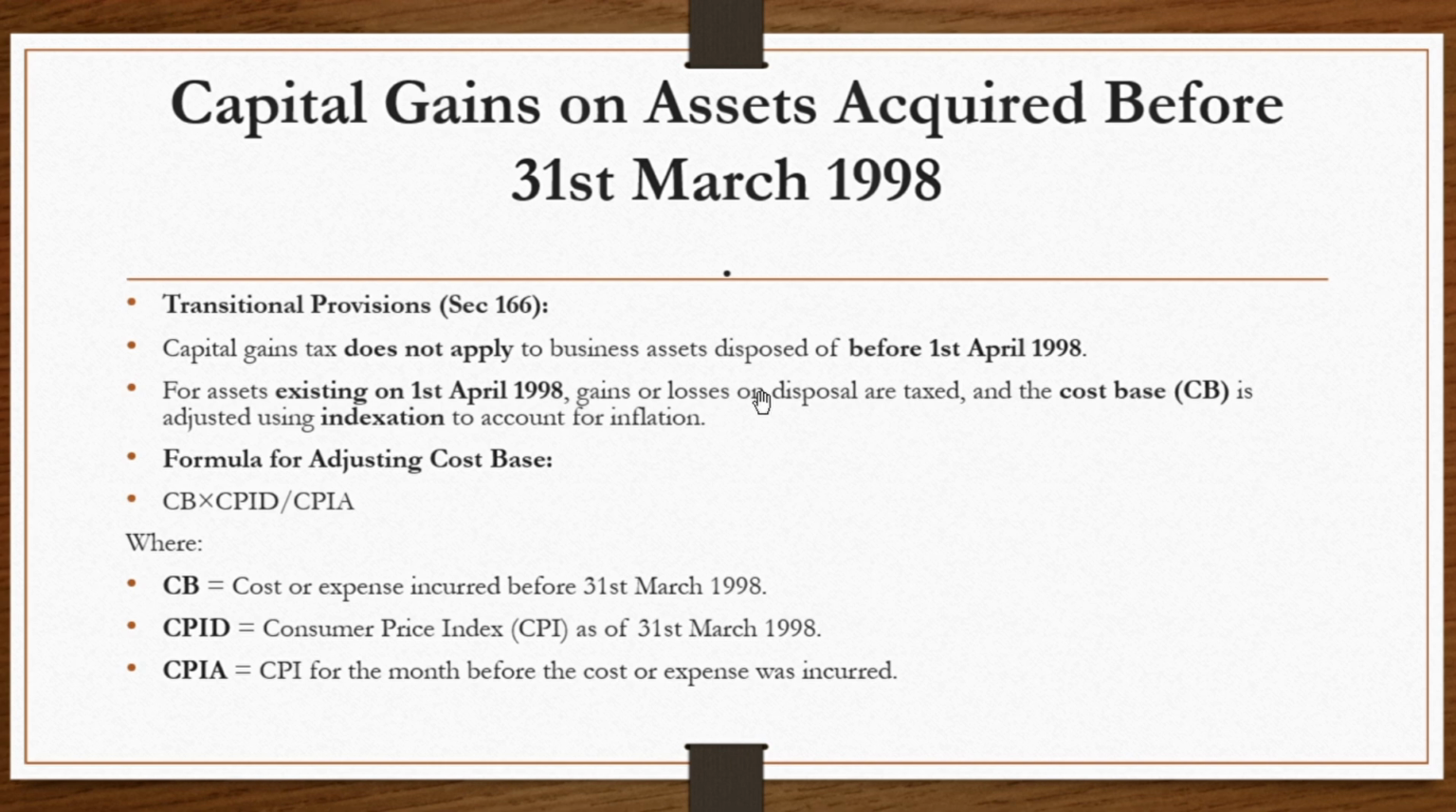So no capital gains tax was imposed on assets that were disposed of before 1st April 1998. If a business asset was sold before this date, no CGT applies on it. Then for assets that were existing but not disposed of yet, if they were bought before 1st April 1998 and then later disposed of, then the capital gains tax applied. But for that case, those assets had to be adjusted for inflation.